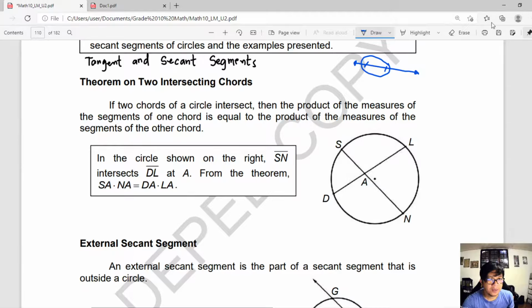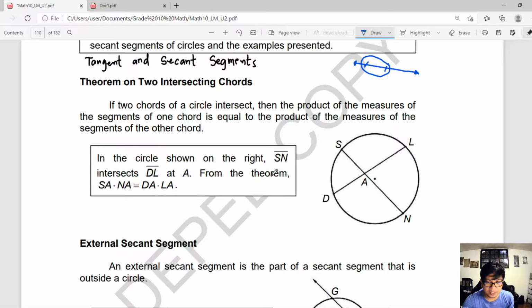Okay. Theorem on two intersecting chords. If two chords of a circle intersect, then the product of the measures of the segments of one chord is equal to the product of the measures of the segments of the other chord. So, let's have an example, an illustration here. So, two chords that intersect.